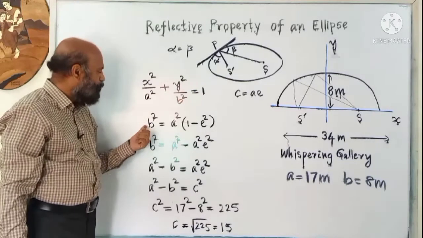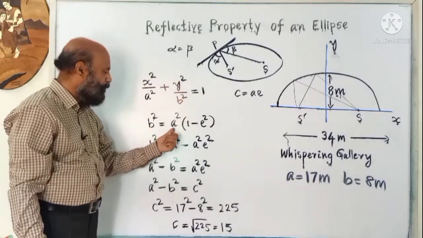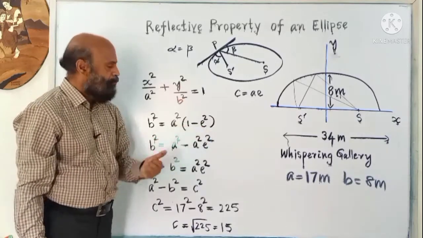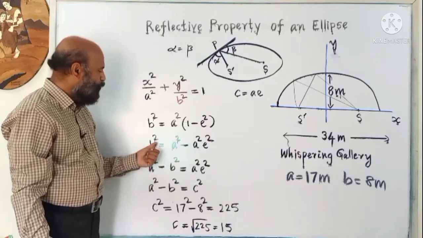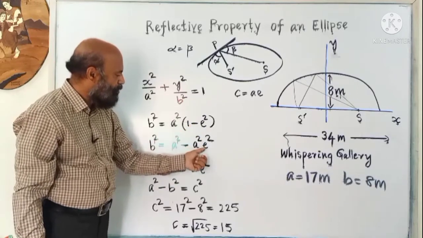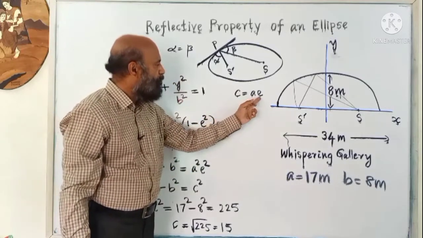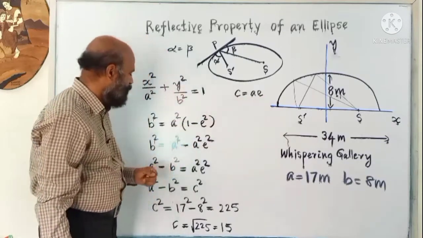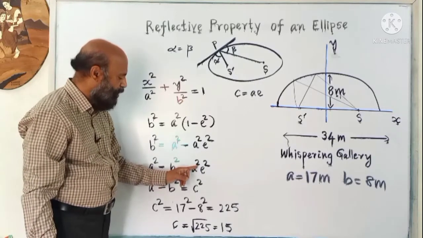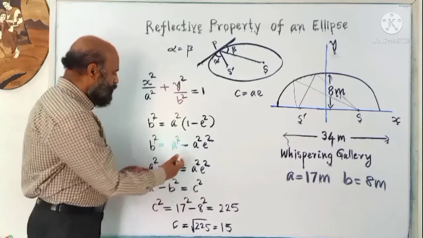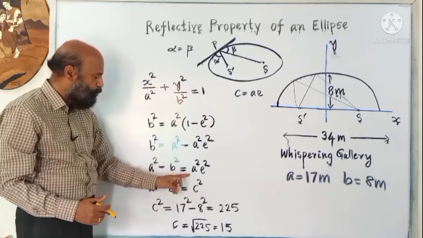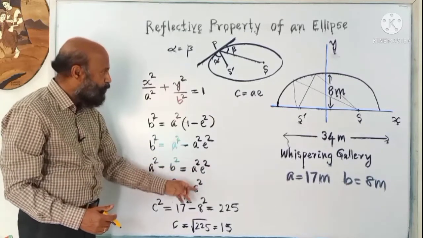There is a relation between semi-minor axis and semi-major axis. B square is equal to A square into 1 minus E square, where E is the eccentricity. When you remove this bracket, B square is equal to A square minus A square E square. For AE, we can substitute C. After rearranging, we can write A square minus B square is equal to A square E square, and for A square E square, we can write C square.